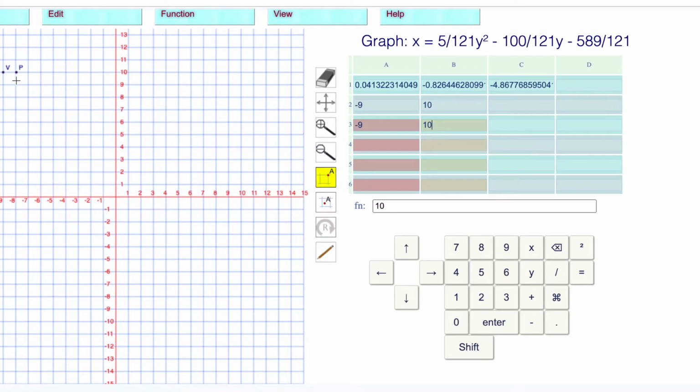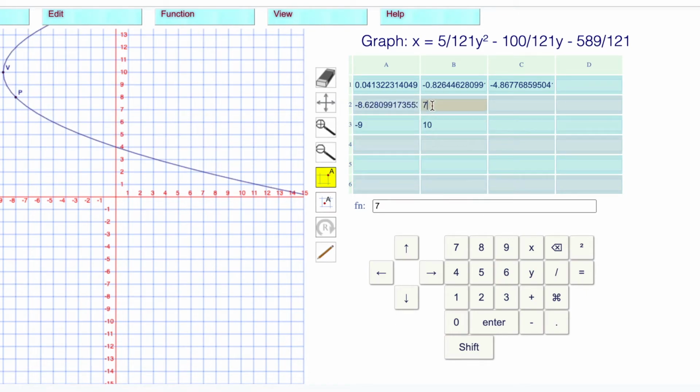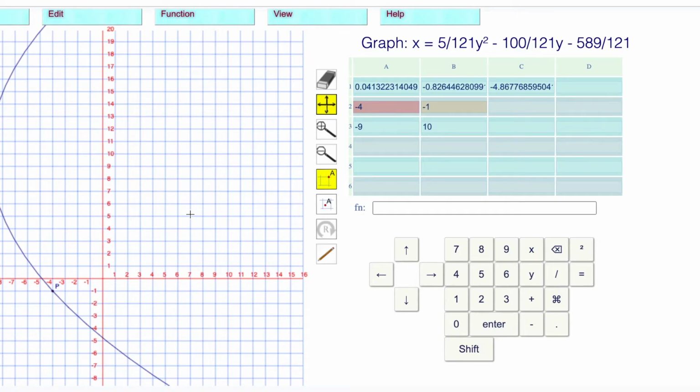Let's see what happens when the y value is, let's try 7, negative 8.62. How about 6? How about 5? 4, 2, 1, 0. At negative 1, when y is negative 1, our x is negative 4. I'm going to go to negative 4, negative 1, and there's our parabola. And then we press enter to check to see if we're correct.